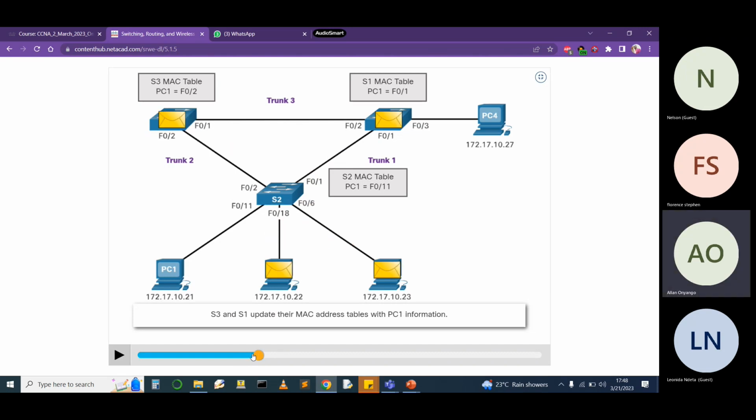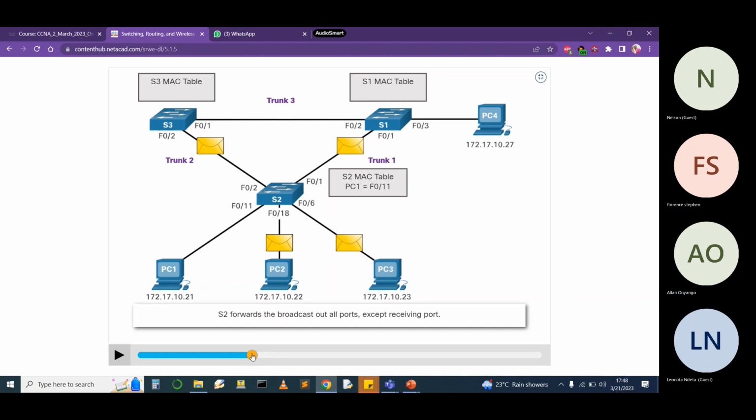Okay. Now, what is switch S3 going to do? Switch S3 has received a frame from S2. So switch S3 is going to forward it to S1, and switch S3 can never bring it back to S2 because it has been received from S2, from F0/2. See, Fast Ethernet 0/2 is where this packet is being originated from.